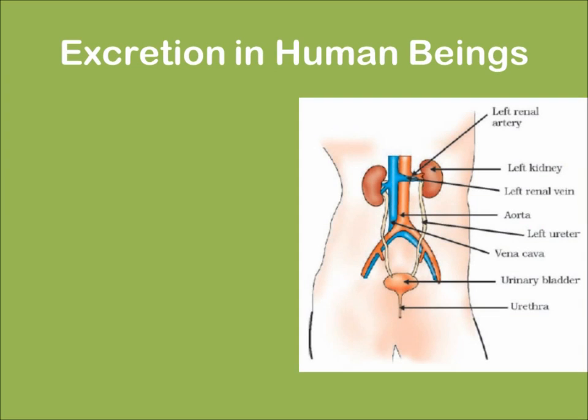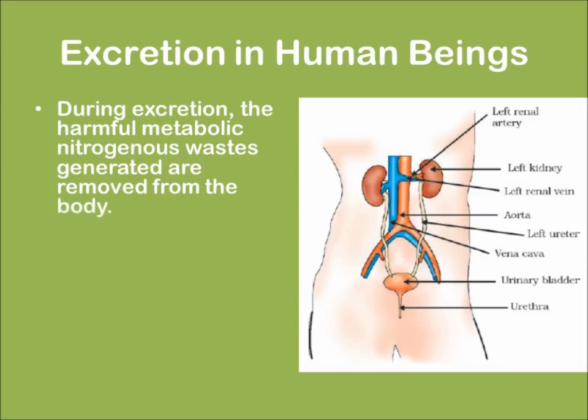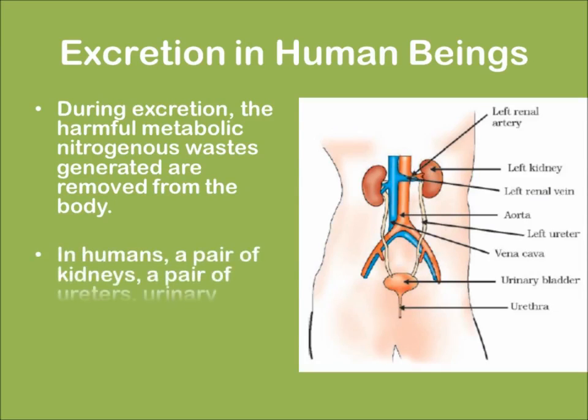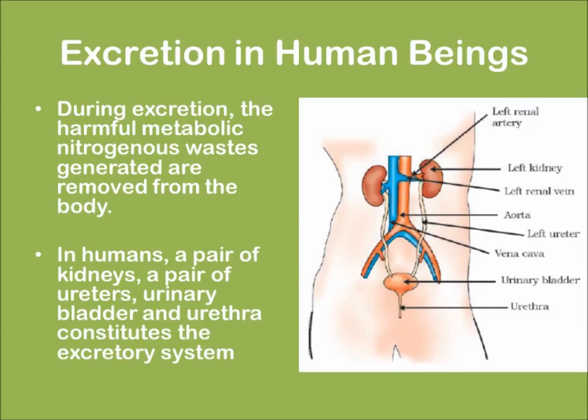Excretion in human beings. This is the excretory system in a human. During excretion, the harmful metabolic nitrogenous wastes are generated or removed out of the body. In humans, a pair of kidneys and a pair of ureters, urinary bladder and urethra constitute the excretory system.